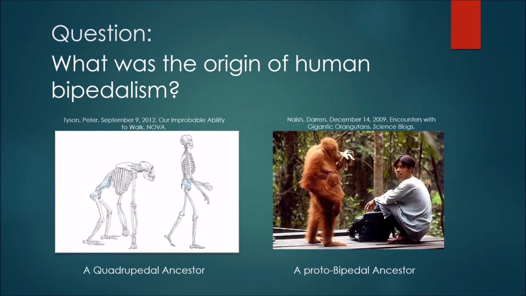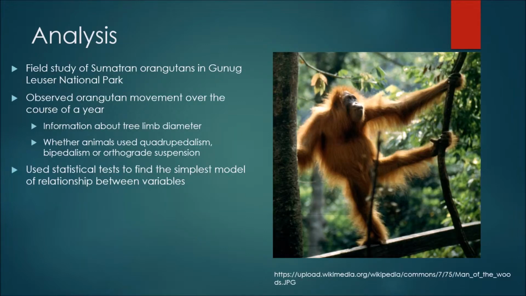Our question was, what was the origin of human bipedalism? Was it a quadrupedal ancestor or a proto-bipedal ancestor? Our paper addressed this question by analyzing the branch radii versus the locomotion that orangutans were using on those specific branch radii. The reason this was being analyzed was because as branches got smaller and smaller, orangutans had to use more efficient movement and locomotion.